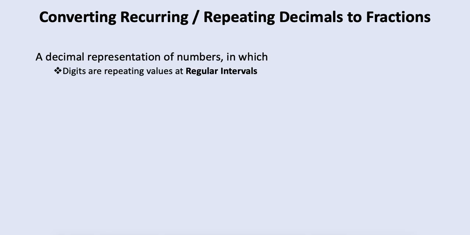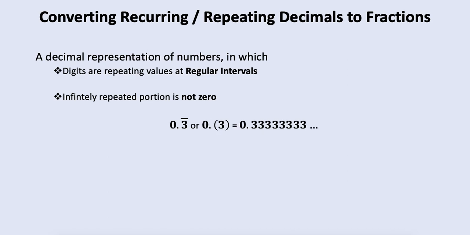So basically we are converting such a recurring or repeating decimal to a fraction. This is a decimal representation of a number in which digits repeat at regular intervals and the infinitely repeating portion is not 0. That means 0.3 bar, or sometimes 0.3 in brackets. That means 3 is the repeated value in this decimal, and because 3 is repeating, we can write this as 0.333 and so on.